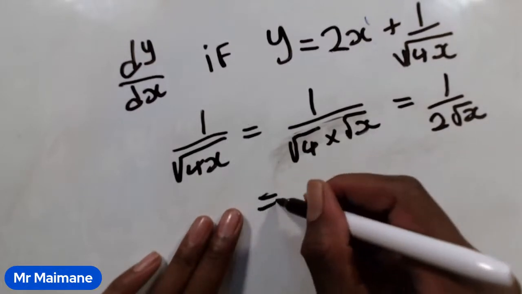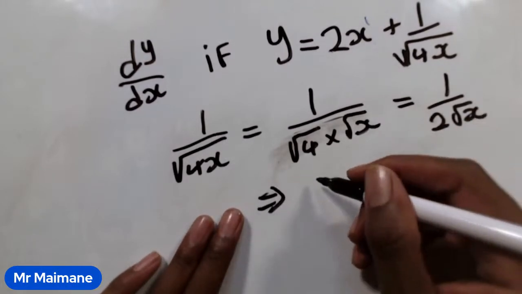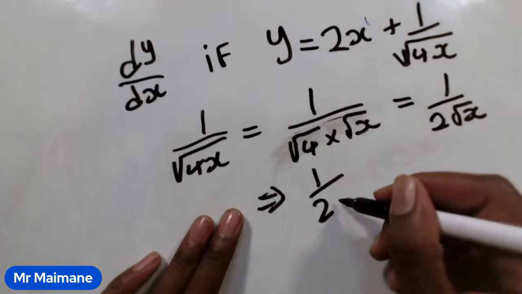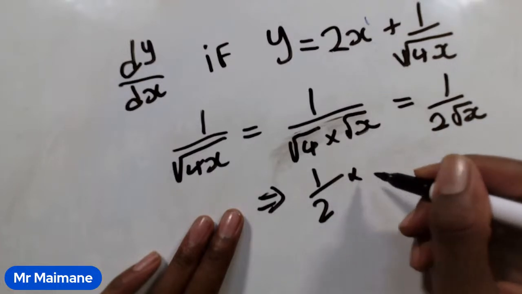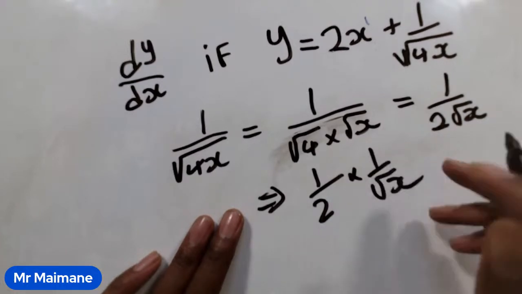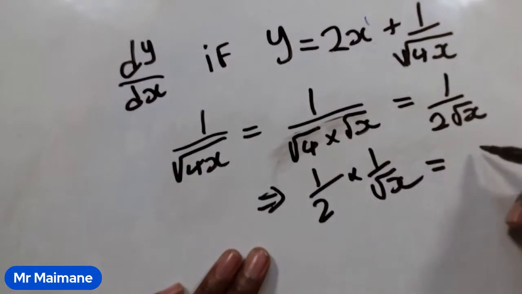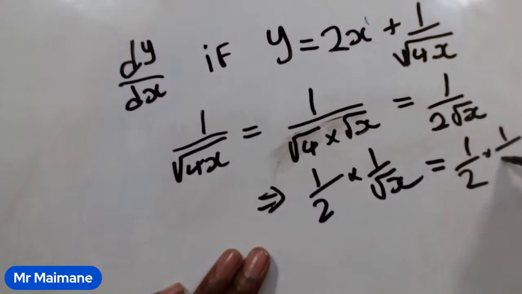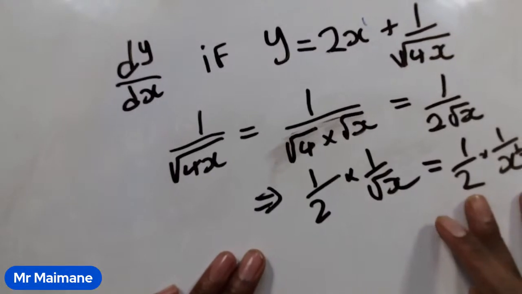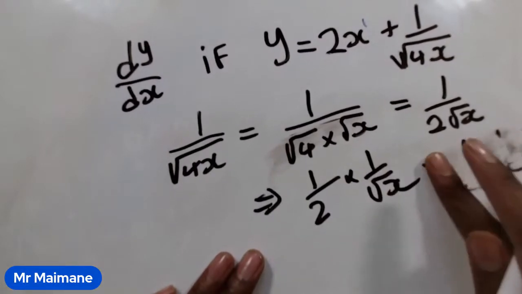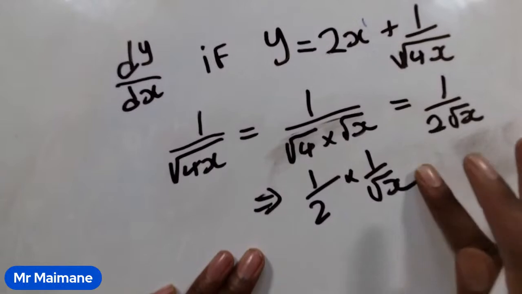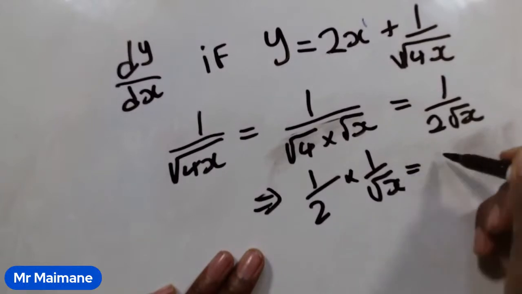And what does this mean? This means that this is the same as 1 over 2 multiplied by 1 over square root of x. And what does this mean? This means that this is the same as 1 over 2 multiplied by 1 over x to the exponent 1 over 2, like I explained. Let me just squeeze this part here so it can be visible on the screen.